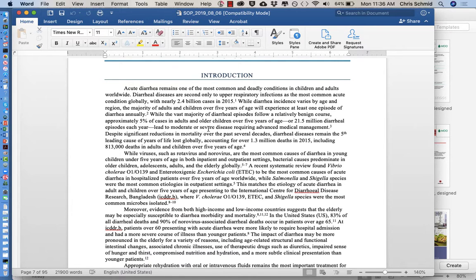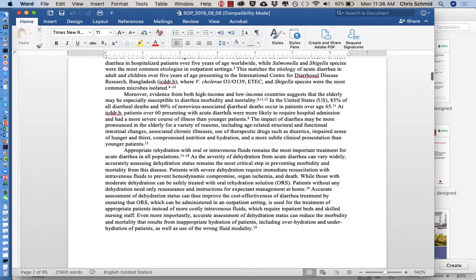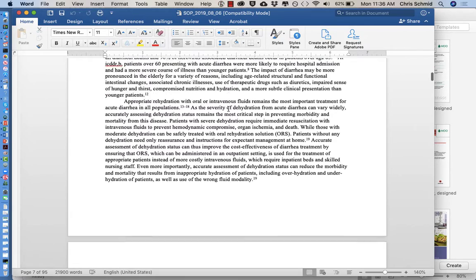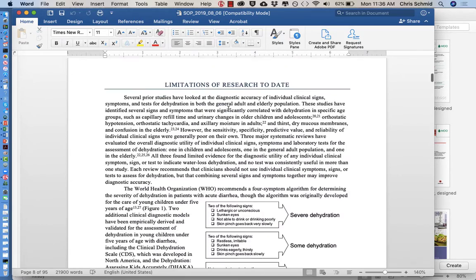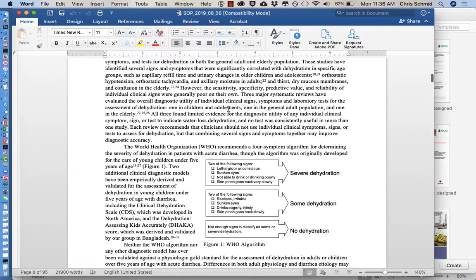So acute diarrhea remains one of the most common and deadly conditions in children and adults worldwide. What are the different ways these are being treated? Why basically is the study being done? All right, now we have the limitations of the research to date, that there have been certain predictive tools, but they don't necessarily work well, or they're hard to administer, or they've been developed in one part of the world, but they don't really work in another part of the world.